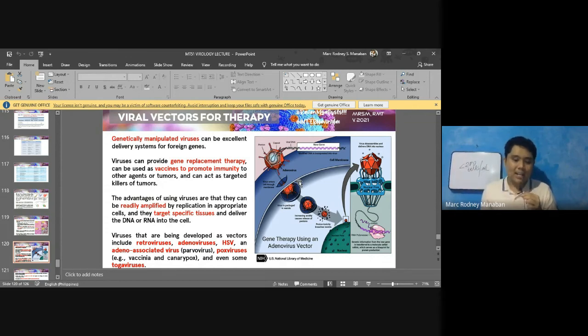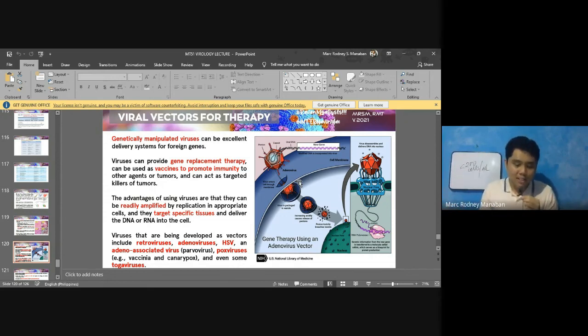All right. Now, the advantages is that viruses can be readily amplified by replication, and they can also target specific tissues because of their tropism. They have specific types of tissues they prefer. And they can inject their RNA or DNA into the cell itself. So a gene can be placed in the virus that serves as the viral vector, and it injects its genome into the host cell.